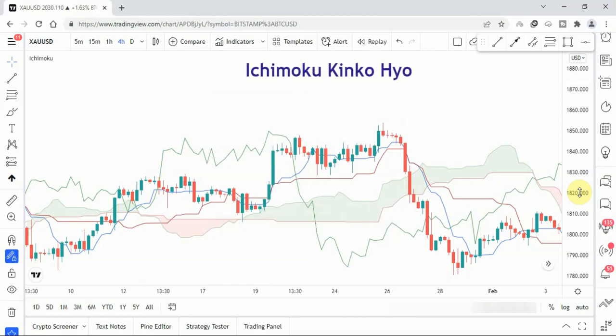Today's topic may be somewhat weird for some of you. Yes, its pronunciation is Ichimoku, a Japanese word, one of the best and most amazing indicators I have ever seen. In the following, you will see how this wonderful indicator works.